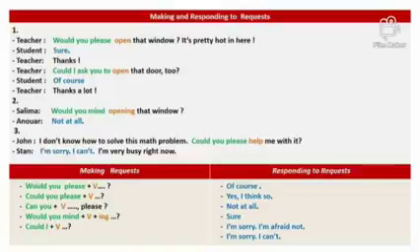Concerning responding to requests, we can use one of these. Either you agree, you accept the request or not. We can use of course, yes, I think so, not at all, sure, I'm sorry, I'm afraid not, I'm sorry, I can't. So this is all for making and responding to requests.